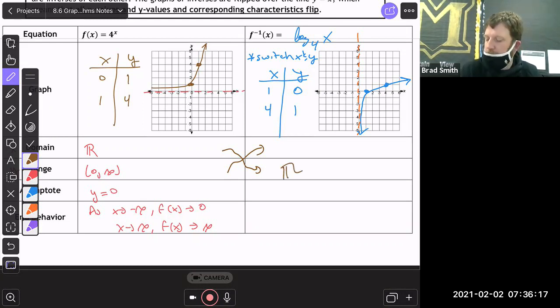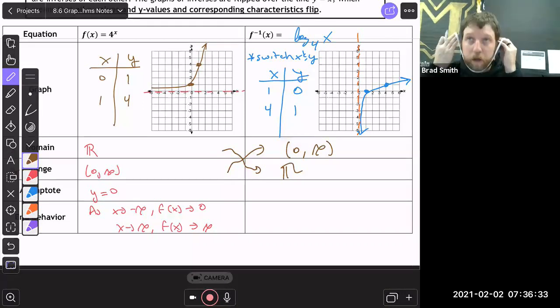Because it goes down forever and up forever. My domain, how far left does it go? It goes to zero. How far right does it go? It goes to infinity. That's why I want you to understand how to find it as opposed to just memorizing things. So remember, domain is how far left and how far right does it go?